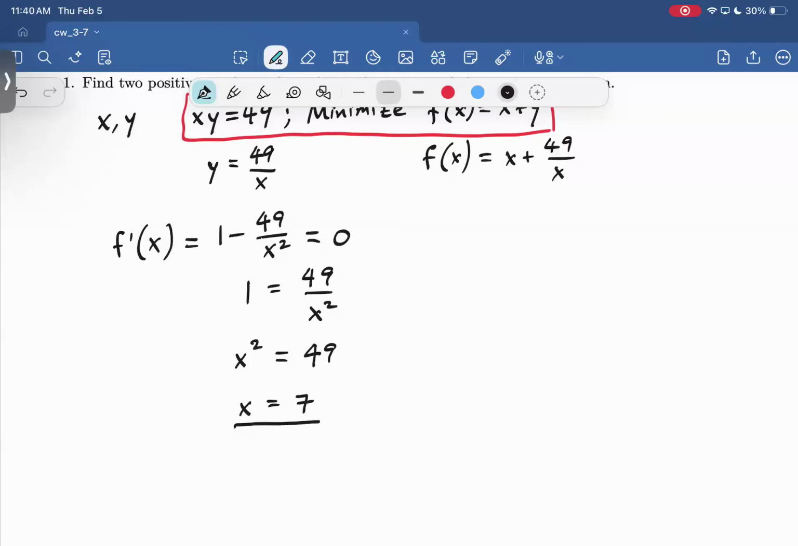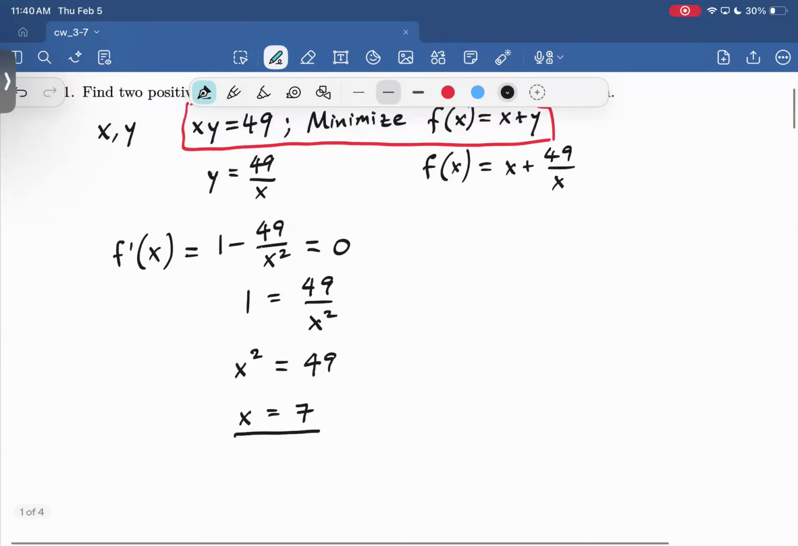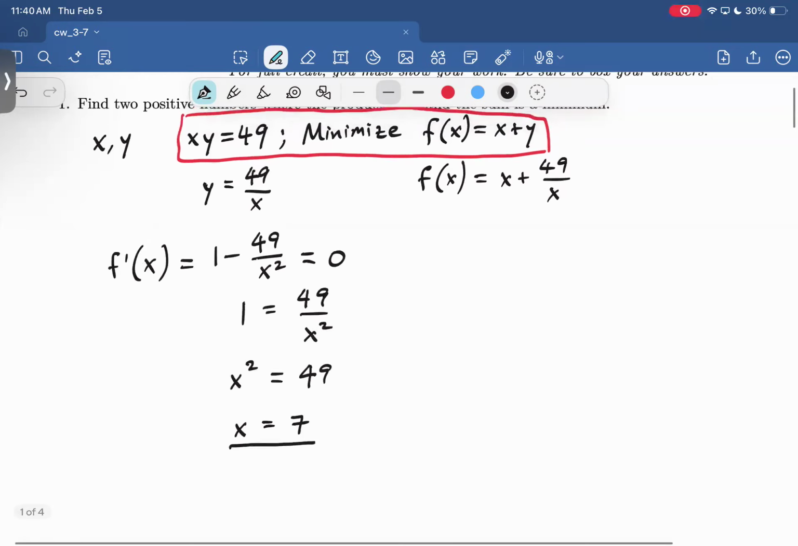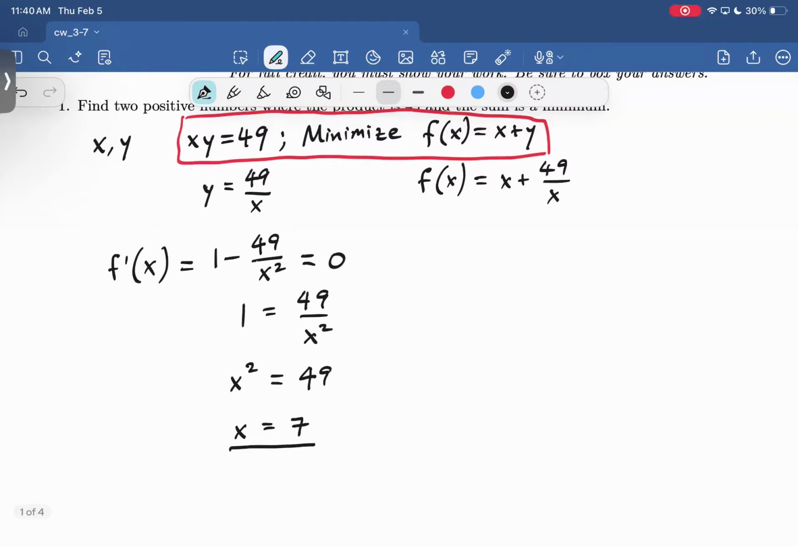I'm not done yet. Last class I stopped until here because I wanted to save this for today, just to not overload you guys. On the test, you'll also be required to demonstrate that this is actually a minimum using the second derivative test. Just one extra step, not a big deal. You can lose the points. It's fine.